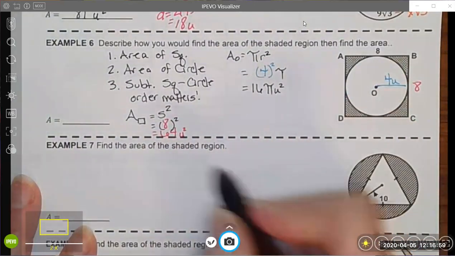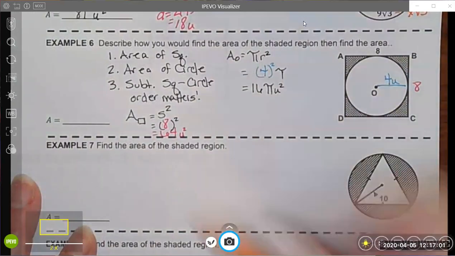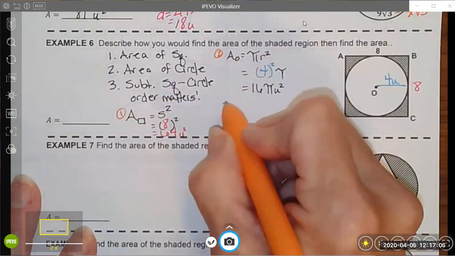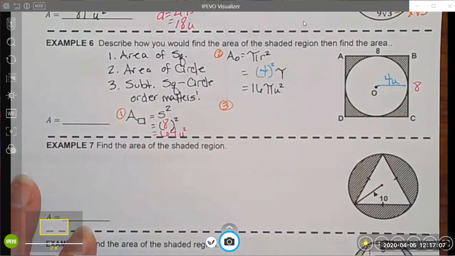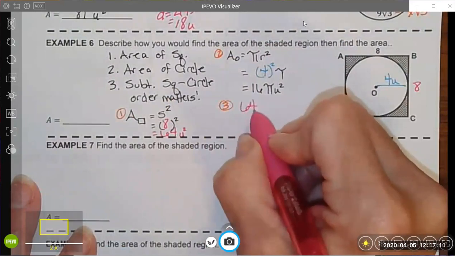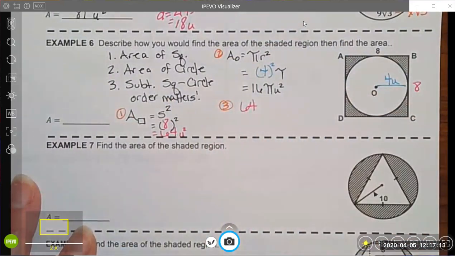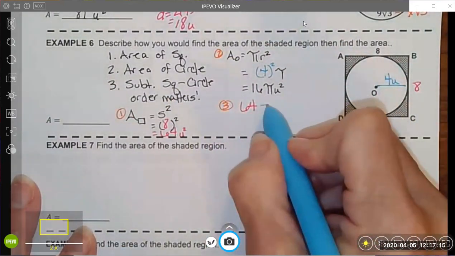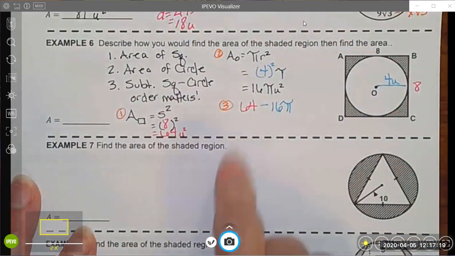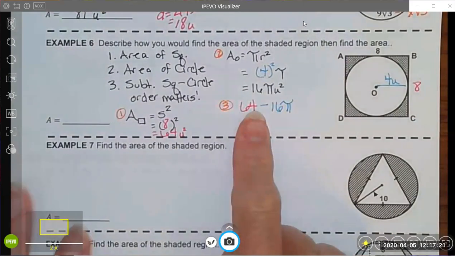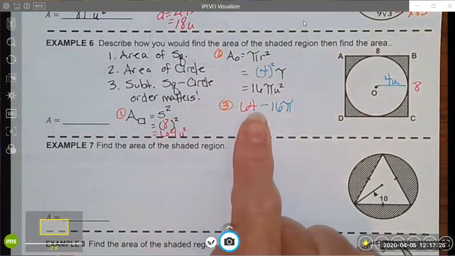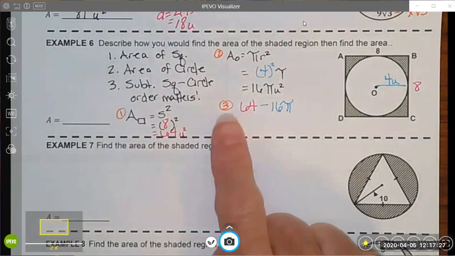And then my third step, and I can even label these if it helps too, is to subtract the two quantities. My square is 64 units squared, and my circle was 16 pi units squared. At this point, I need to determine what am I saying here? At this point, this is my answer.